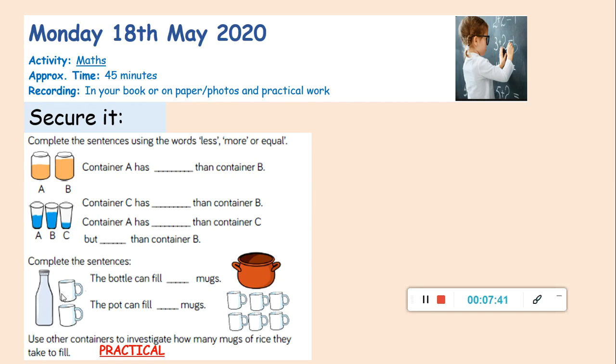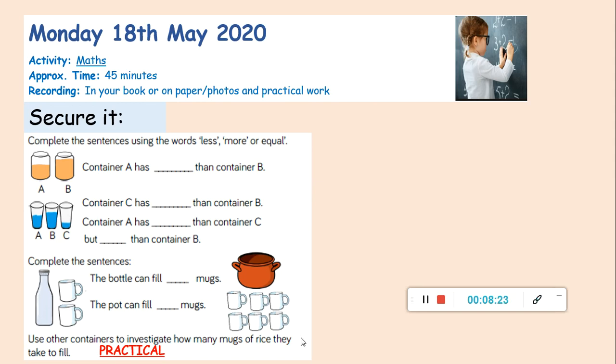Then we've got complete the sentences. The bottle can fill how many mugs? So using the pictures to help you. And the pot can fill how many mugs? And then it says use some other containers to investigate how many mugs of rice they take to fill. So this can be done by writing the sentences out. You could just write number 1 and then the word less, more or equal. You could just do it by talking to a grown-up and telling them the answer. The same with this, the numbers. And then the last bit is just you exploring a little bit more and understanding how much capacity something has.